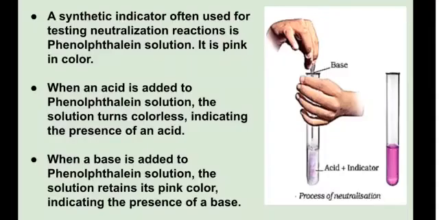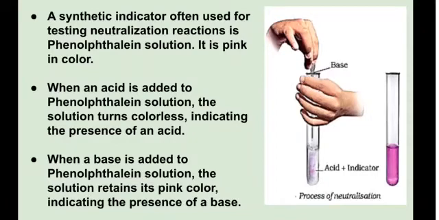Now we'll talk about a synthetic indicator. A synthetic indicator often used for testing neutralization reaction is phenolphthalein solution. As we all know, phenolphthalein is a synthetic indicator and it is pink or mauve in color, right? When an acid is added to phenolphthalein solution, the solution turns colorless, indicating the presence of acid. If the mauve color changes into colorless, it means acid is present.